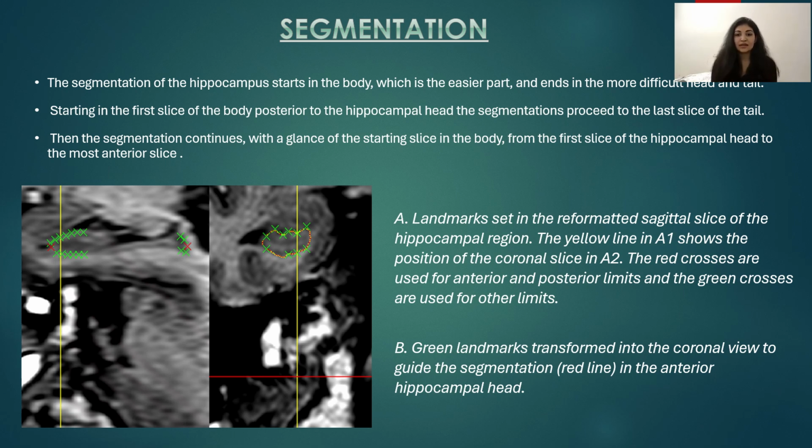The landmark set in the reformatted sagittal slice of the hippocampal region. The yellow line in A1 shows the position of the coronal slice. The red crosses are used for the anterior and posterior limits and the green crosses are used for the other limits. The green landmarks are transformed into the coronal view as a guide for the segmentation, the red line, and in the anterior hippocampal head.